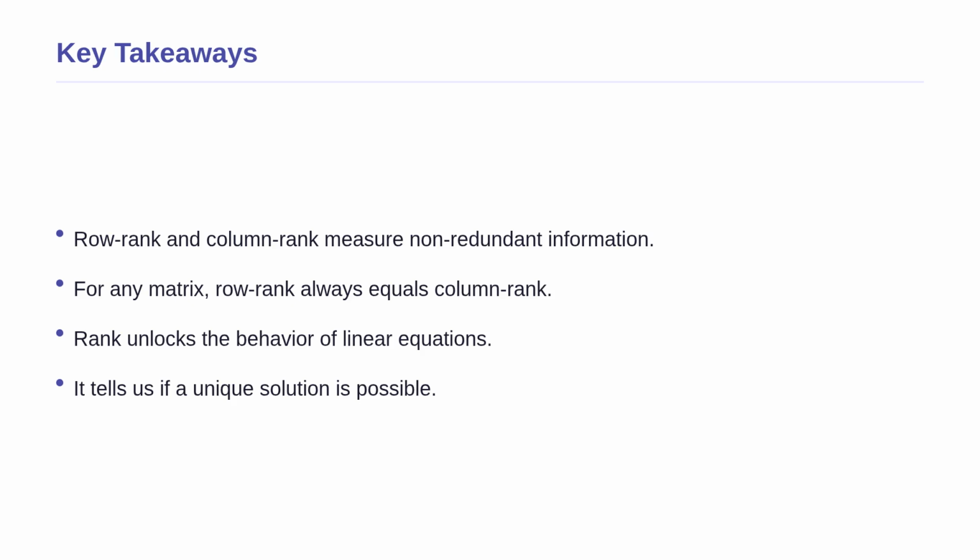Let us summarize what we have learned today. First, the row rank and column rank measure the true amount of non-redundant information inside a matrix. Second, no matter how a matrix is constructed, its row rank will always perfectly equal its column rank. Finally, this single number is a powerful key that unlocks the behavior of linear equations.